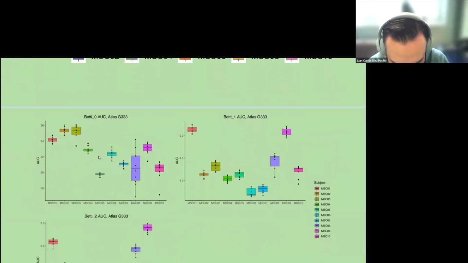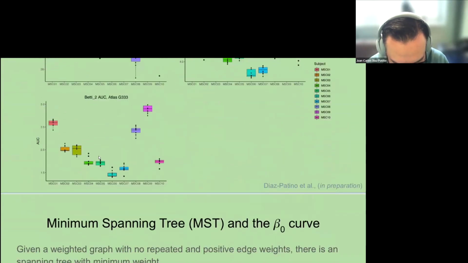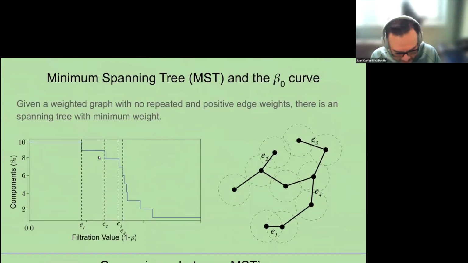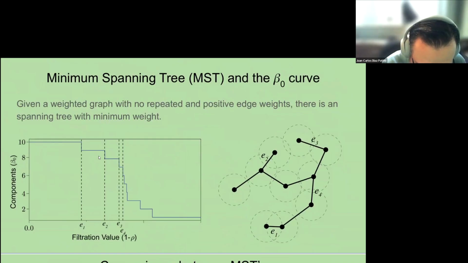Okay, this is the same picture. And this is why we wanted to use the minimum spanning tree. If we analyze closely the Betti zero curve, this detects changes in the Vietoris-Rips filtration only when a connected component is joined with another connected component.